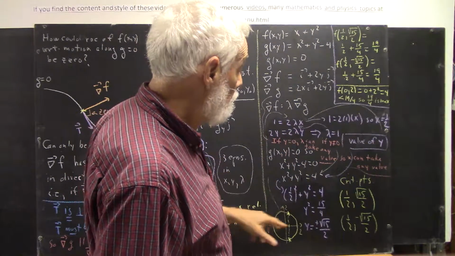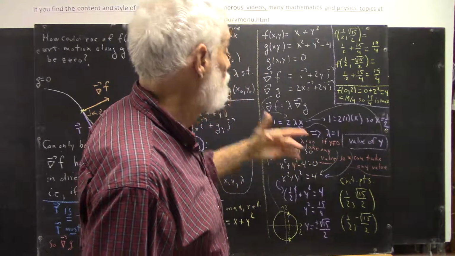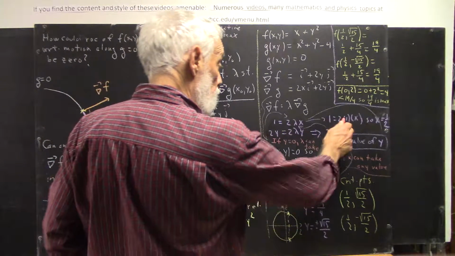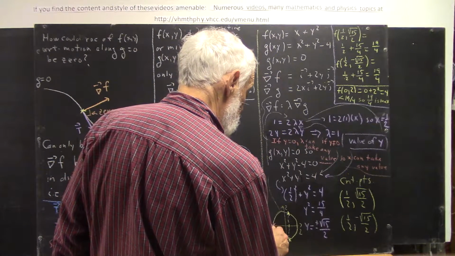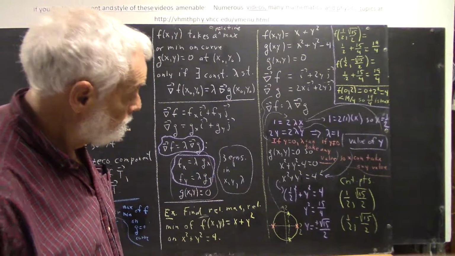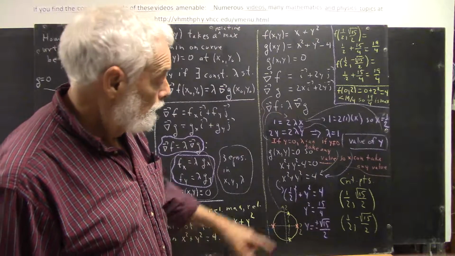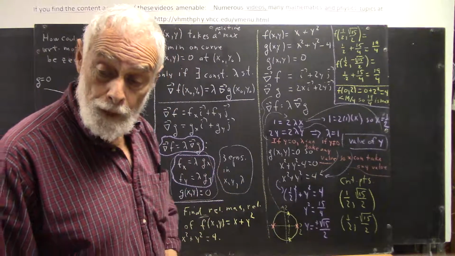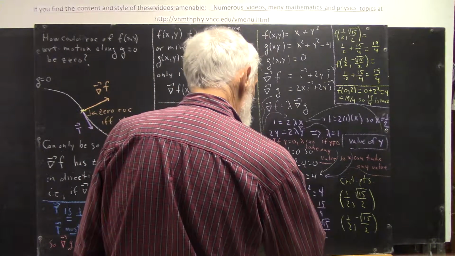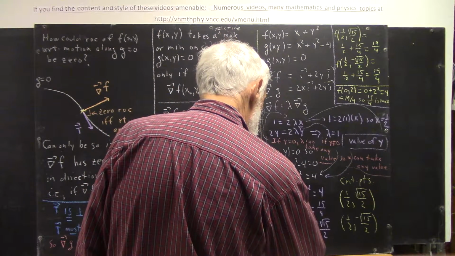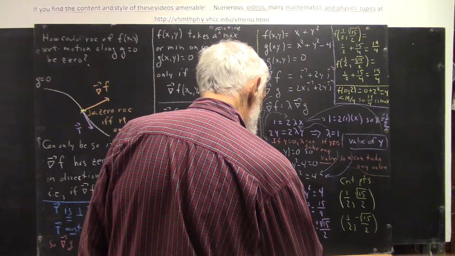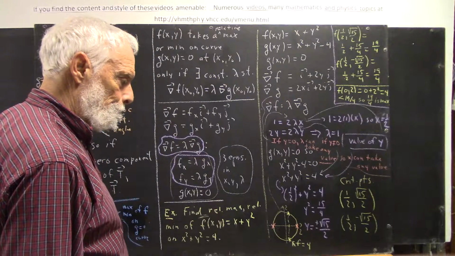So the only points on this circle that would give us a possible critical point with lambda other than 1 have to be here and here. Now we can evaluate the function. Okay, so what do we know? We know that at this point, the value of f is 4.